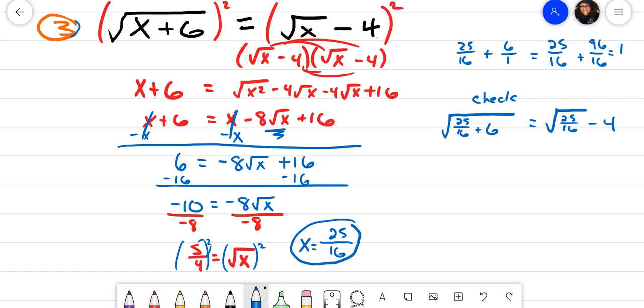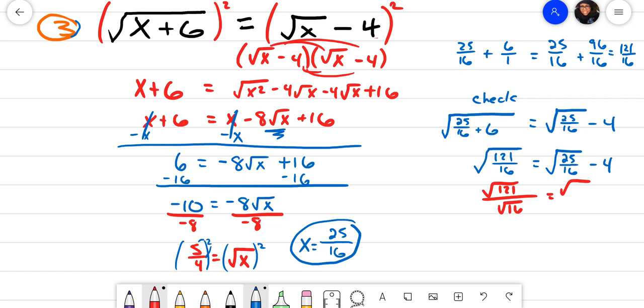Yeah, that's just me adding these because I didn't have a common denominator. So now I'm just going to rewrite that down here. So I have 121 over 16 equals 25 over 16 minus 4. Now, when we spoke about the radicals and the division, I told you guys that you could separate this and make it like 121 over the square root of 16, and you could make this 25 over 16.